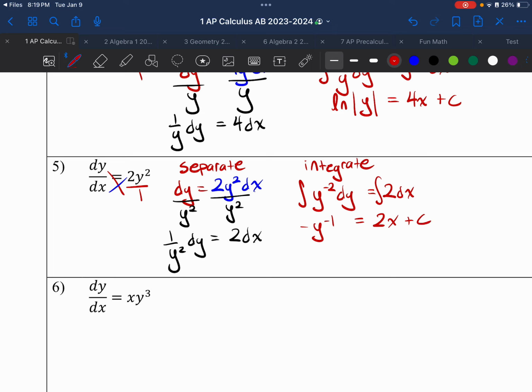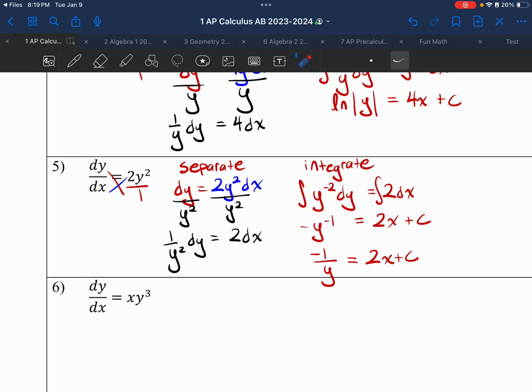Technically, I'm done now, but I really don't like leaving negative powers when I know that I have evaluation ahead of me. So while this is done for the homework, I'm going to go an extra step further and say this is really negative 1 over y is equal to 2x plus c. You could have also had that negative in the bottom. Again, it doesn't matter where you put the negative. It can be top or bottom or out front. It just can't be both top and bottom.